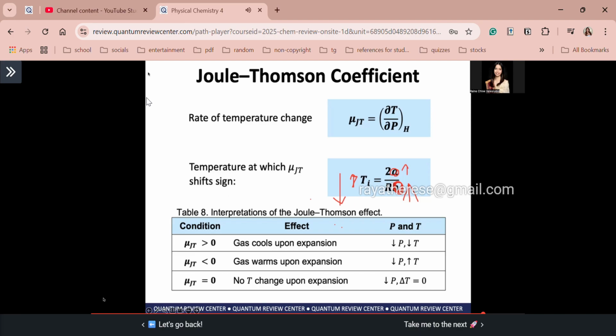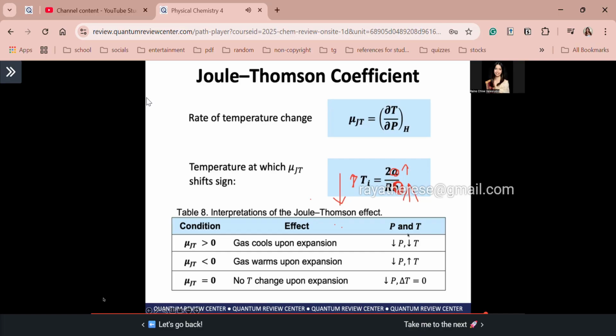This is just a review of what we have learned in thermodynamics 1. If mu JT is greater than 0, the gas cools upon expansion. The condition is lower P and lower T. Remember, in a throttling process in Joule-Thomson, we decrease the pressure in order for the gas to expand. And if mu JT is greater than 0, the gas cools upon expansion.